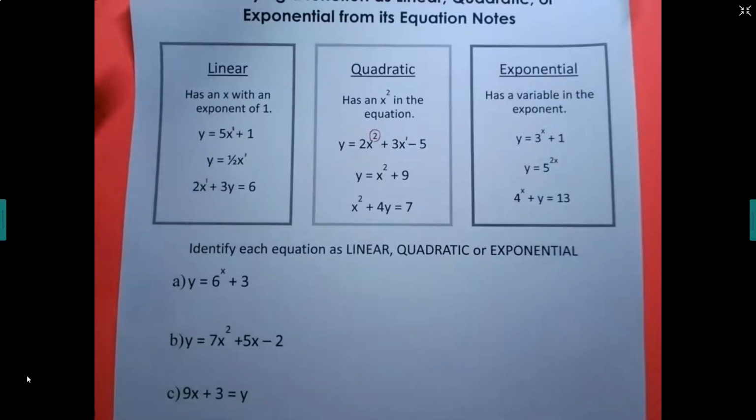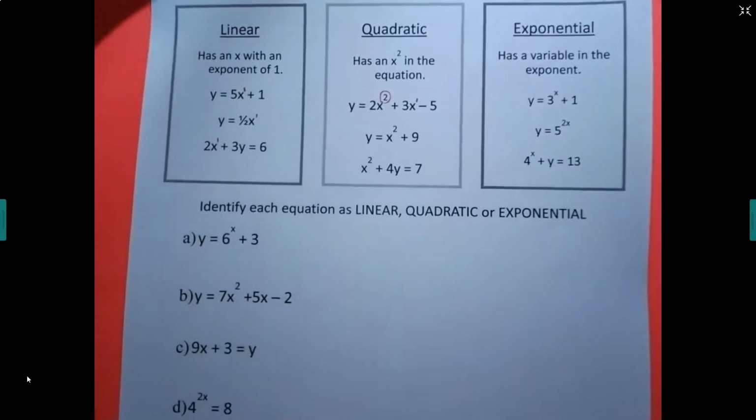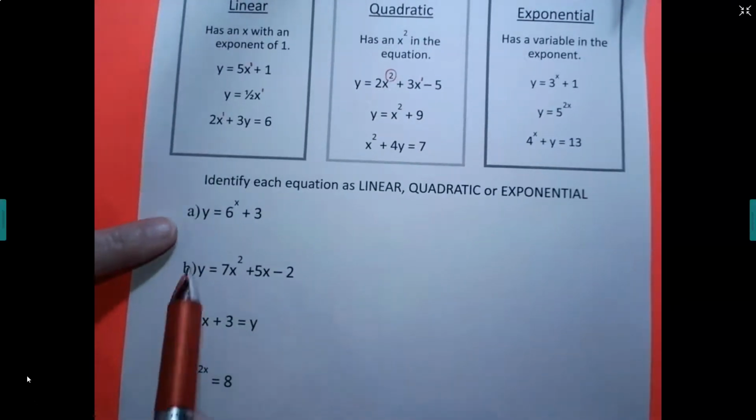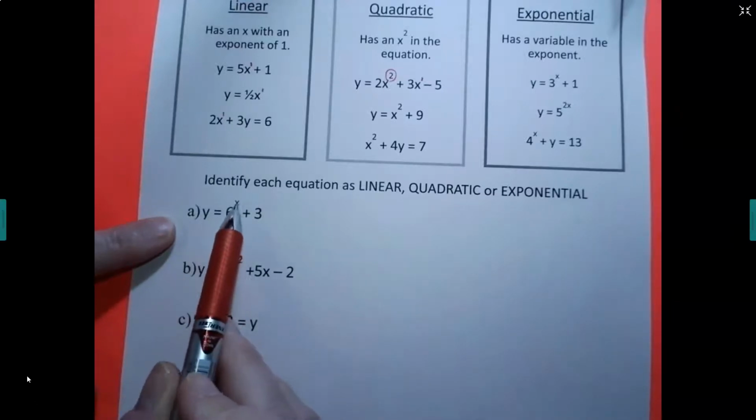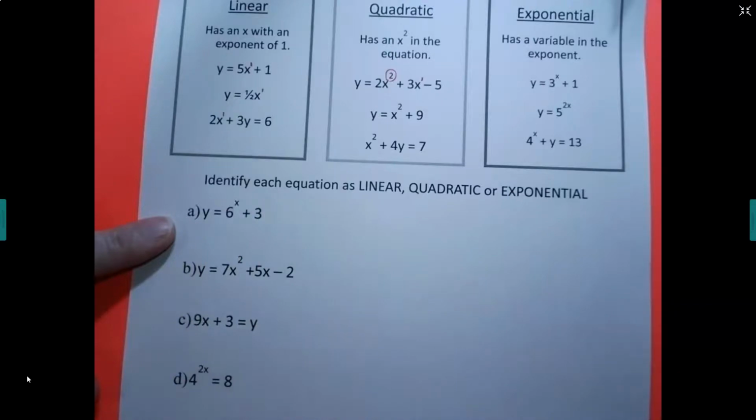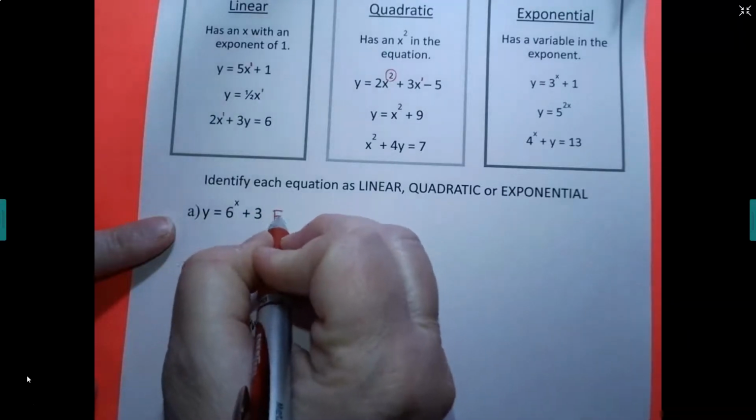So what you're going to want to do as you look at each of these equations is ask yourself, is the highest degree 1, 2, or is it located in the exponent? And that helps you answer whether the equation is linear, quadratic, or exponential. So here's some examples. Let's give them a try. So our first one, y equals 6 raised to the x plus 3. The x is in the exponent. That makes it exponential.